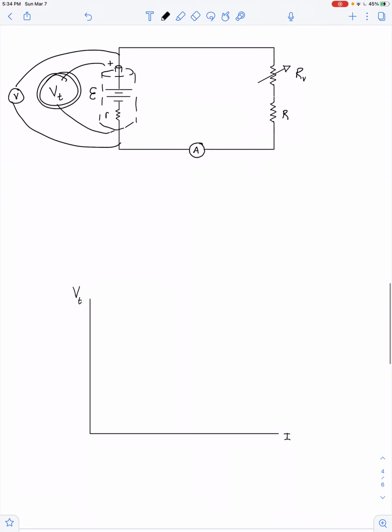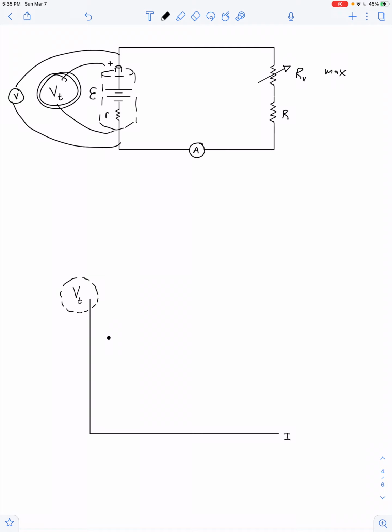Well, here's what we'll find. When this variable resistance is at its maximum value, then the voltage across the terminals is as great as it gets. Maybe we get a data point here.